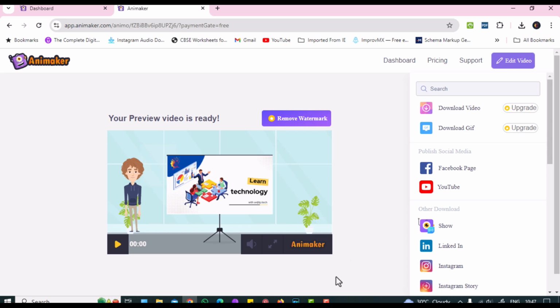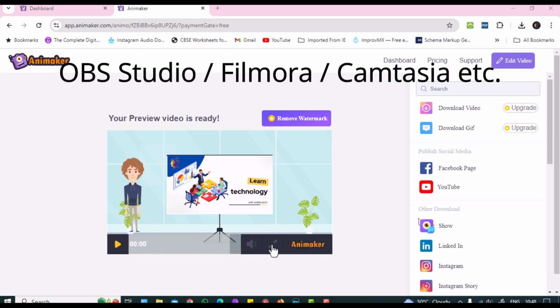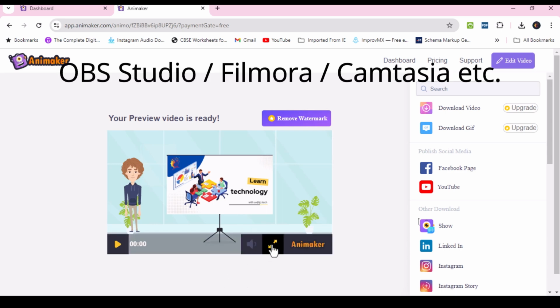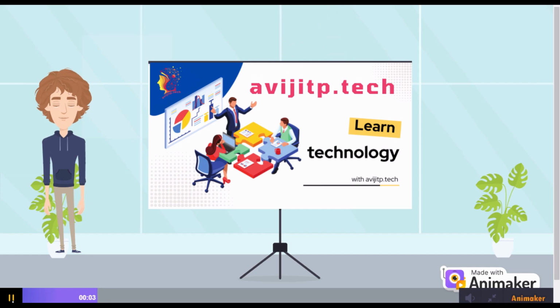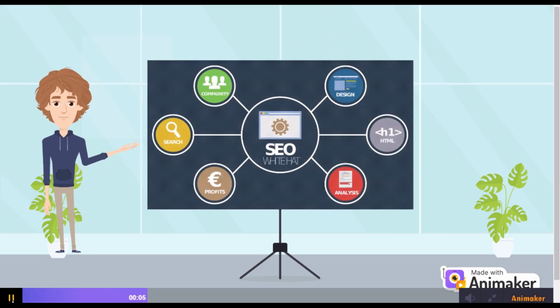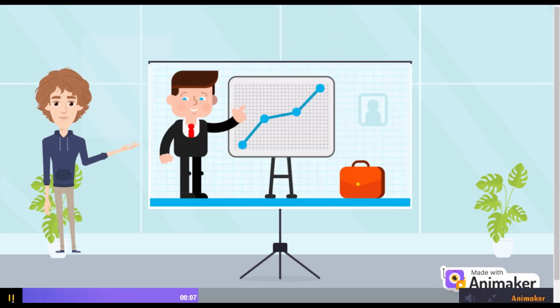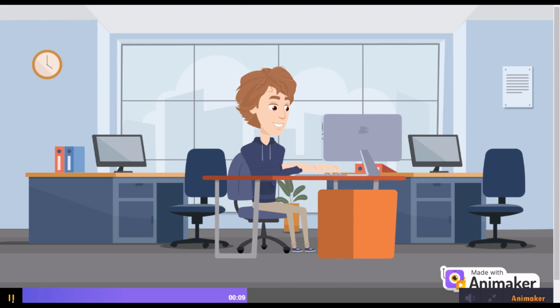For that, we will use any screen recording software such as OBS, which is an open source software. Alternatively, you can use Filmora or Camtasia or any other software. Preview the video in full screen mode while recording the screen. The Animaker logo is visible on the bottom right corner, which can be removed by either cropping the video or putting your own logo on top of it.